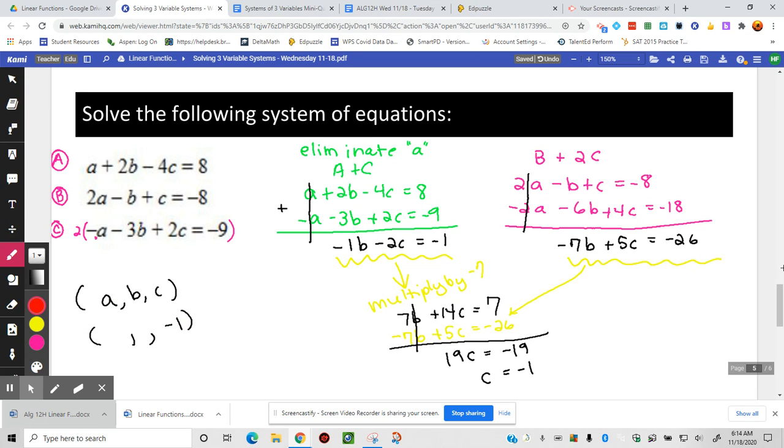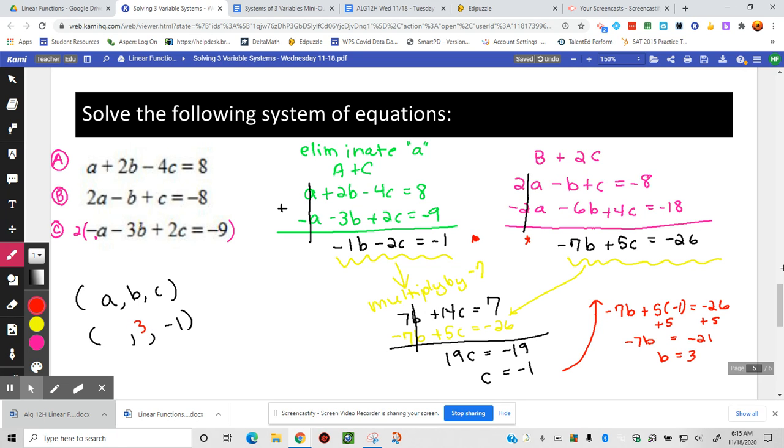Now that you've worked all the way through here, you're going to go all the way backwards. So I'm going to go backwards. If I know that C is negative 1, I'm going to plug it in, and you can plug it into either of these two equations. It doesn't matter which one. I'm going to get negative 7b plus 5 times negative 1 equals negative 26. So I add 5 to both sides. Negative 7b equals negative 21, or b equals 3. Fabulous.